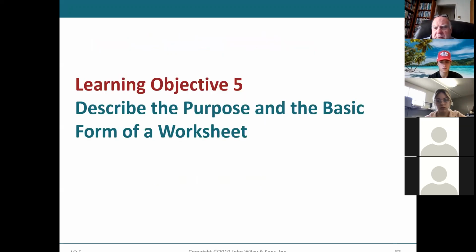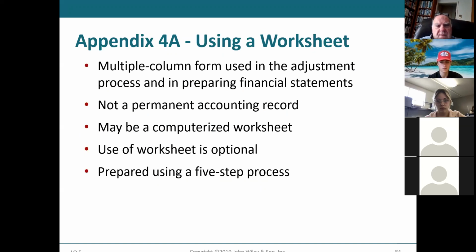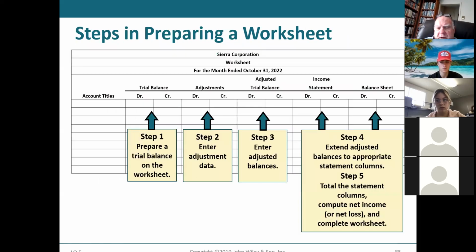Now, there's a worksheet that we'll be putting together that does some of this work for us, okay? The worksheet, multi-column form, not a permanent record. Let's just take a quick look at this. I'm not sure if we need to go over it, but here's what we're talking about. You're going to create a trial balance. The month ends, right? And as soon as the month ends, you're going to create a trial balance. And you're going to post it on this 10-column worksheet, 10 columns.